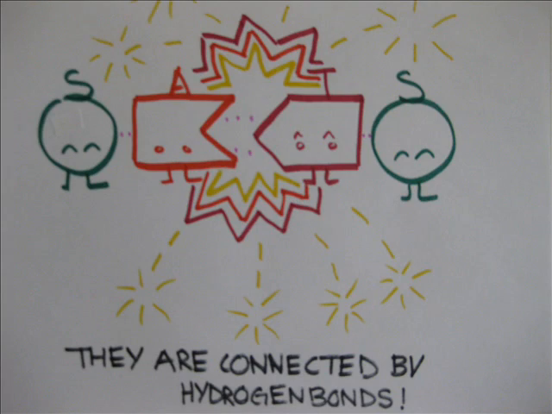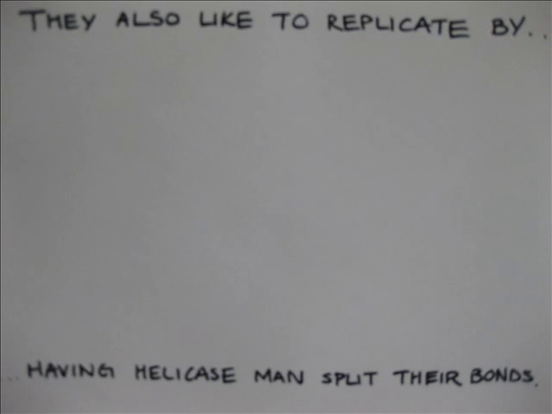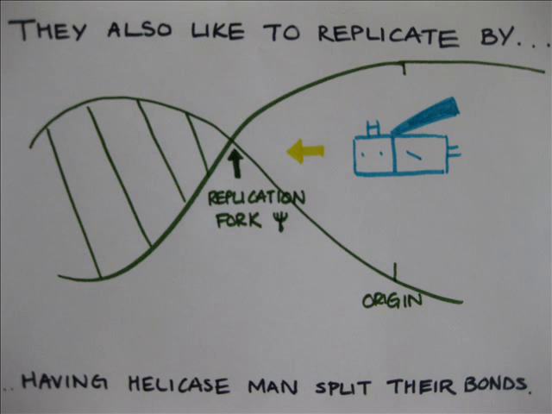They are connected by hydrogen bonds. Adenine and thymine have double bonds, and guanine and cytosine have triple bonds. They also like to replicate by having helicase men split their bonds headed towards the replication fork.